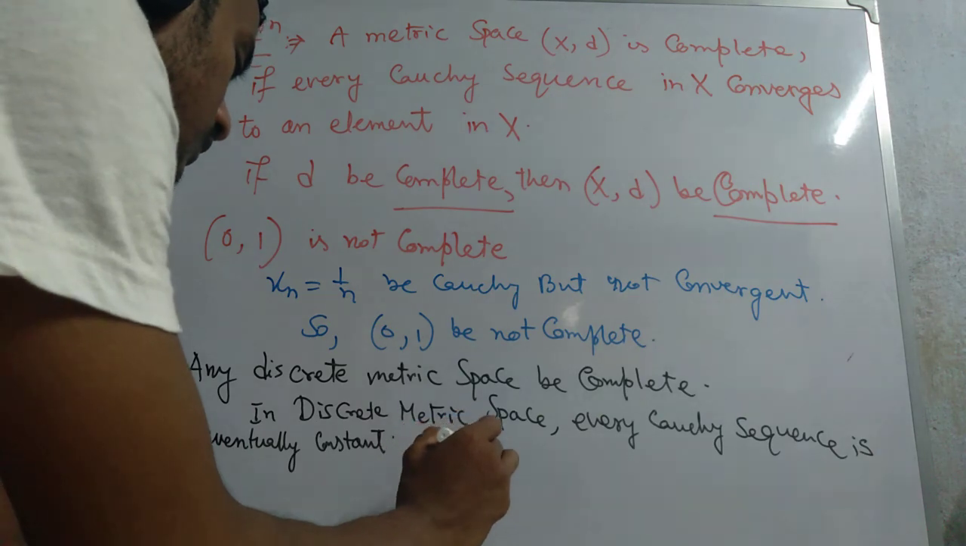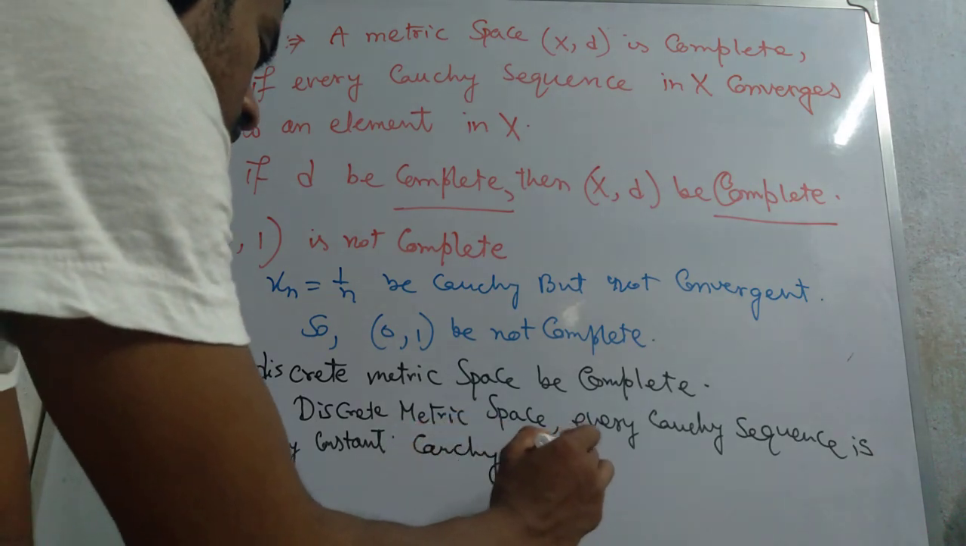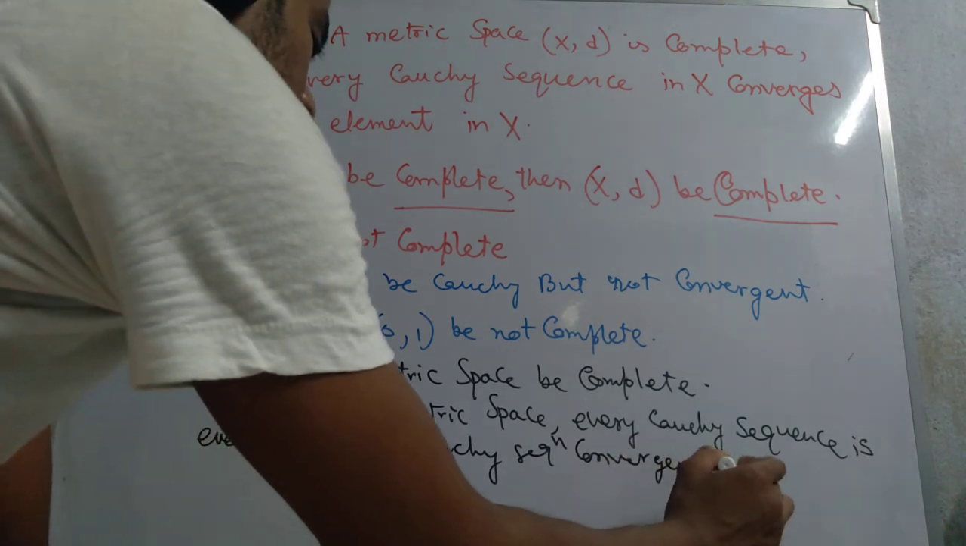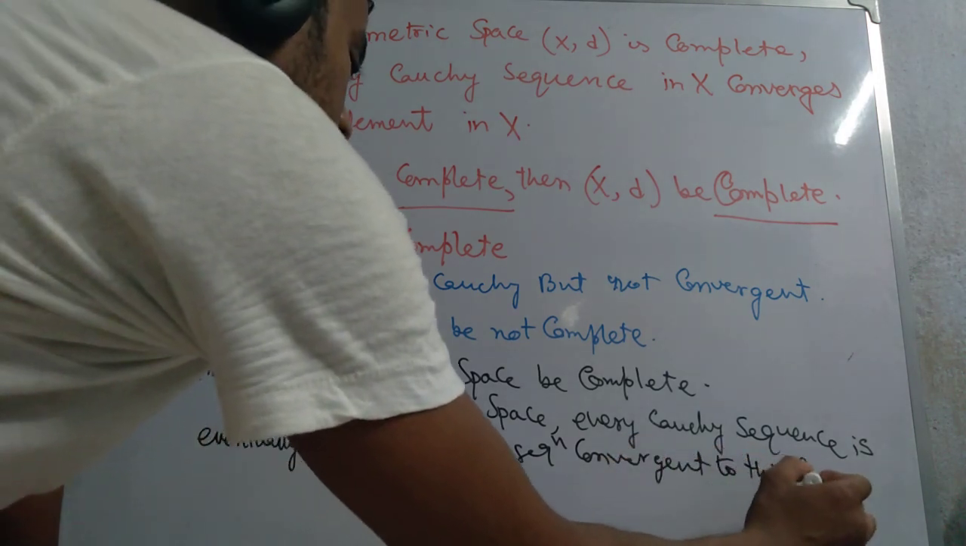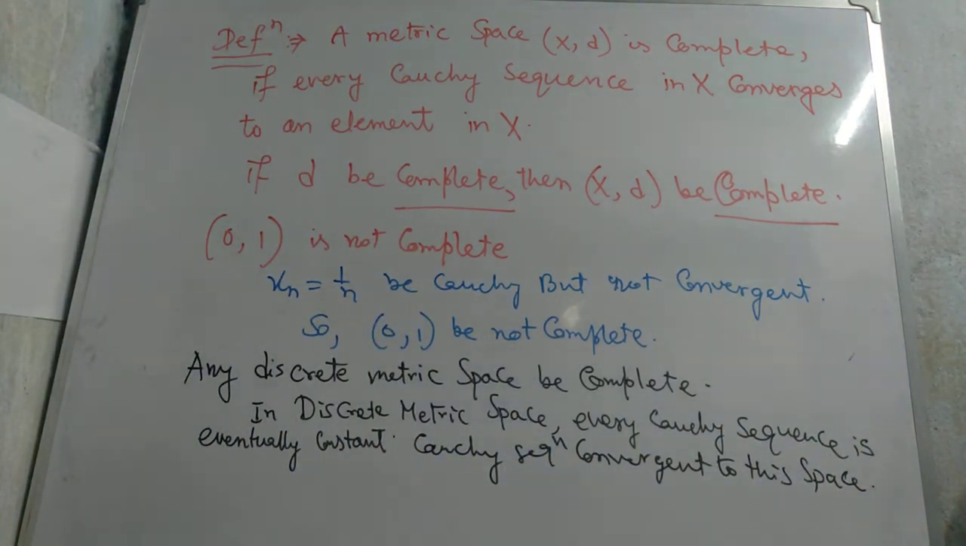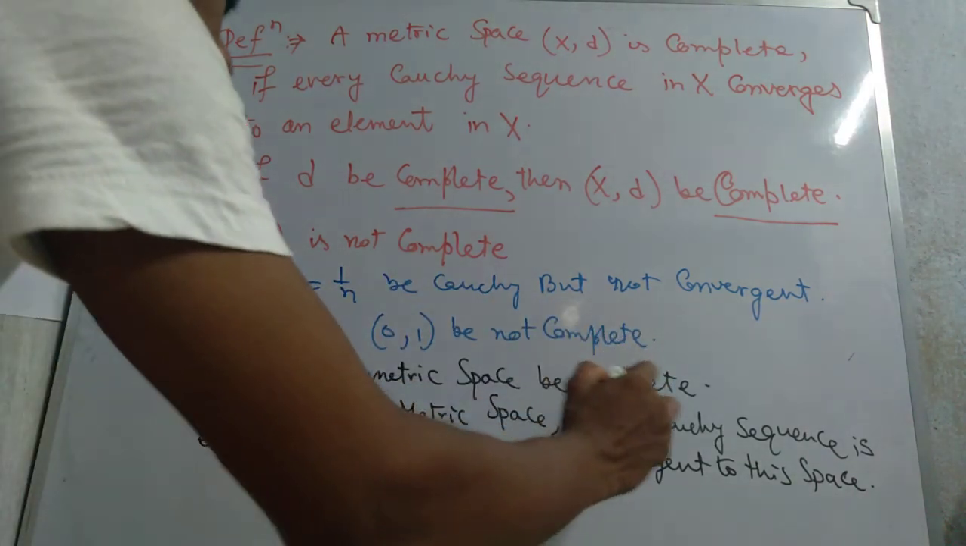Then the Cauchy sequence converges in this space, converging to a single element. So this one is complete.